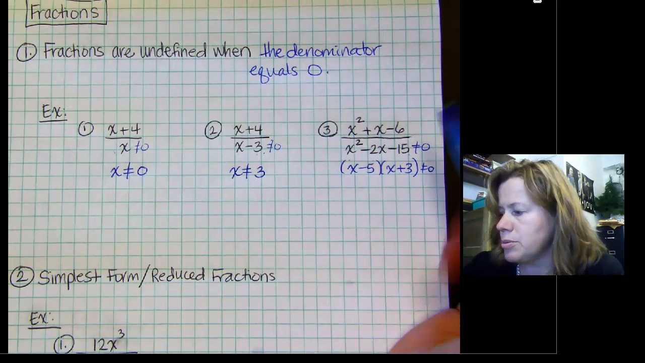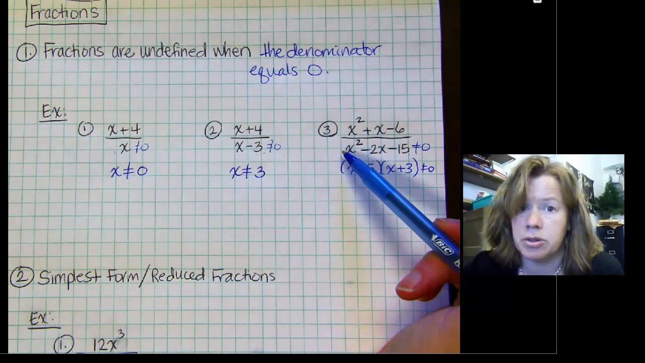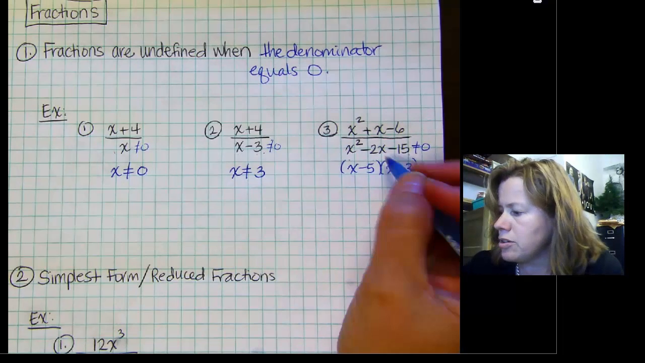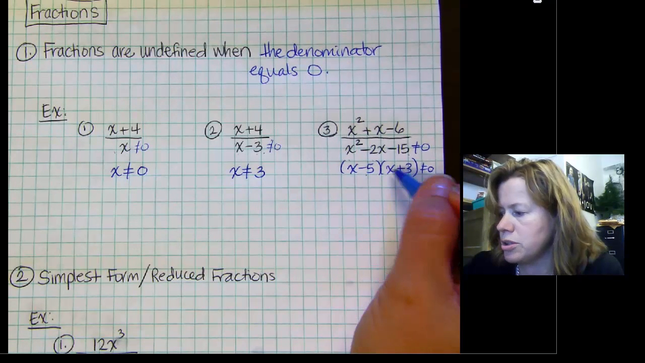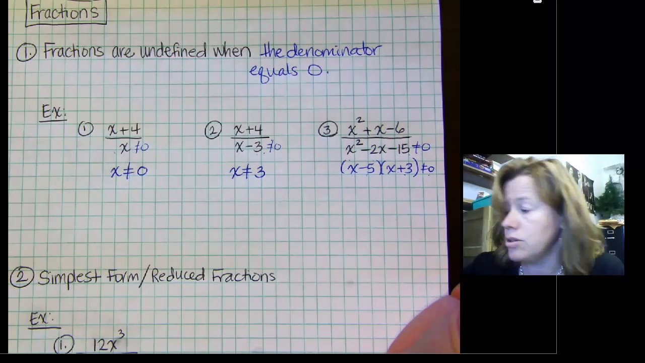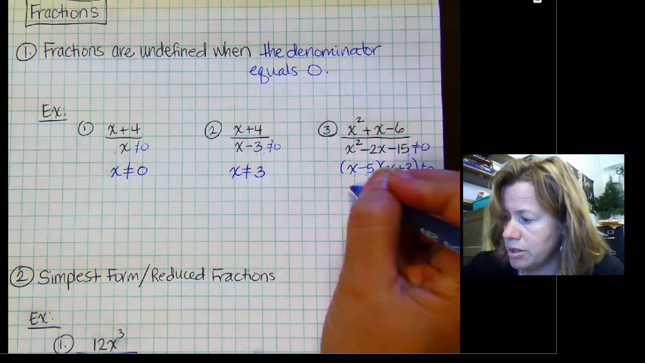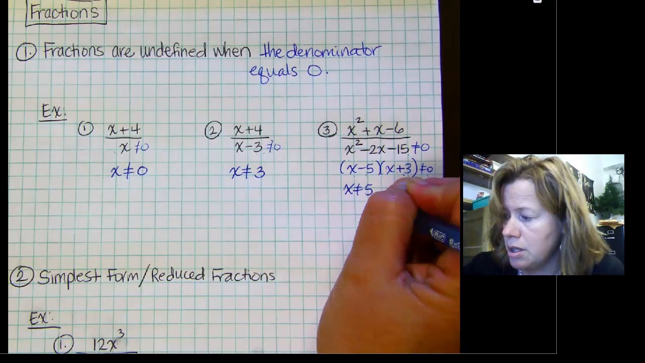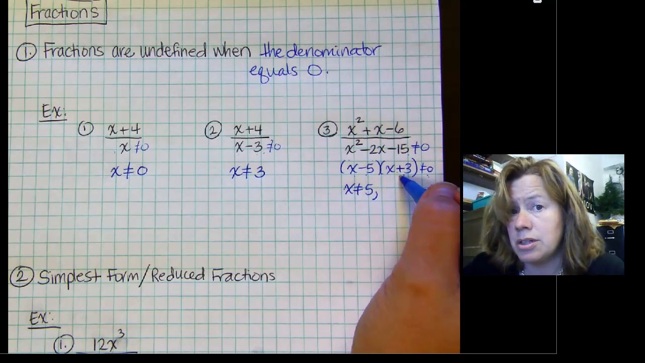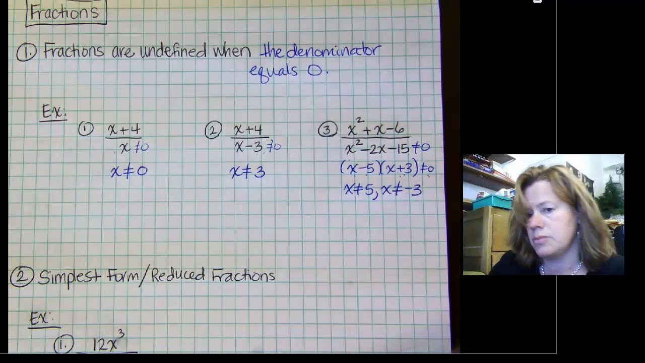Now, I was able to do that really fast because a was 1. Remember, if a is not 1, you need to split the middle. So I think of each separate factor and that each one cannot be equal to 0, because if either of them is, 0 times anything is 0. So here, x minus 5 can't equal 0, so x cannot equal 5. And here, x plus 3 cannot equal 0, so x cannot equal negative 3. And you're done.